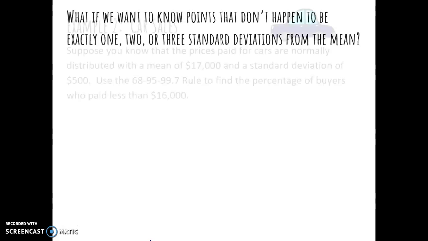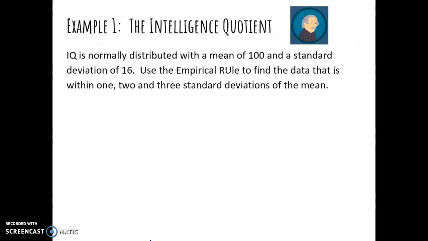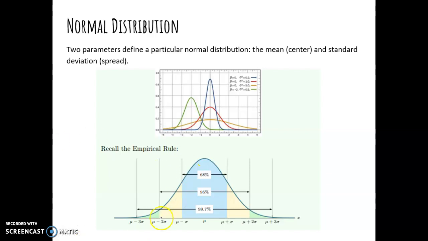If you will recall, we were talking about the empirical rule, and we had completed a couple of examples involving the 68, 95, 99.7% rule that says that 68% of the data is within 1 standard deviation, approximately 95% of the data is within 2, and approximately 99.7% of the data is within 3 standard deviations of the mean.